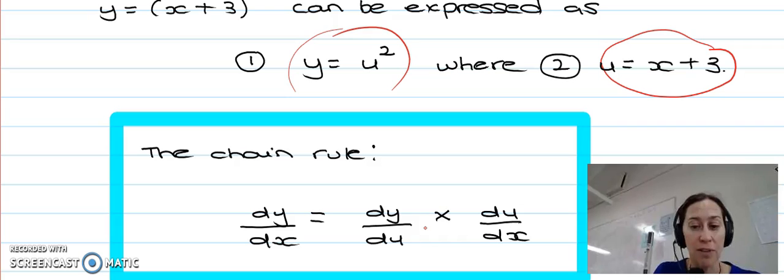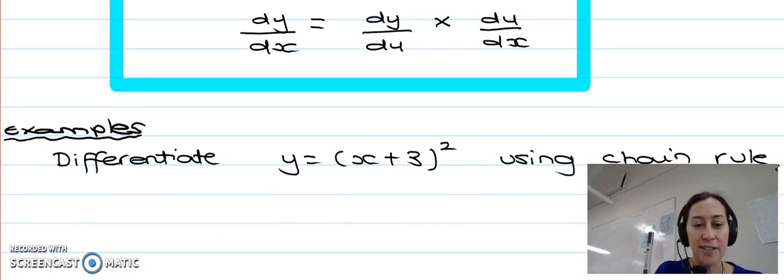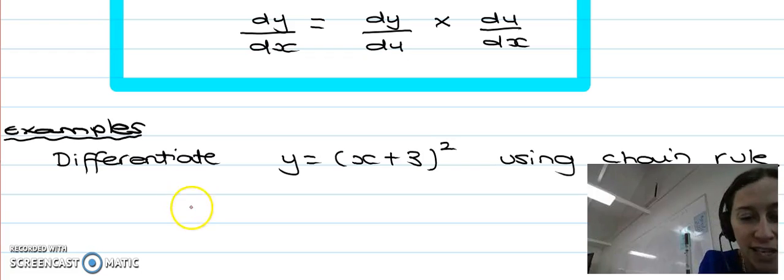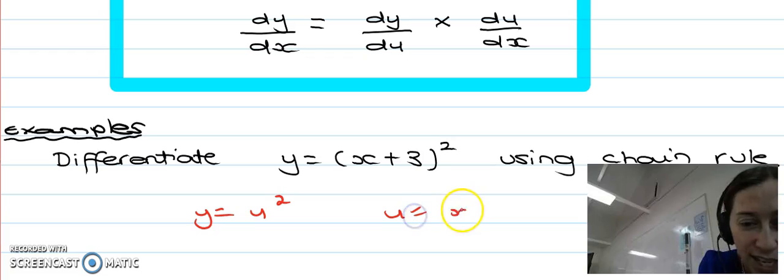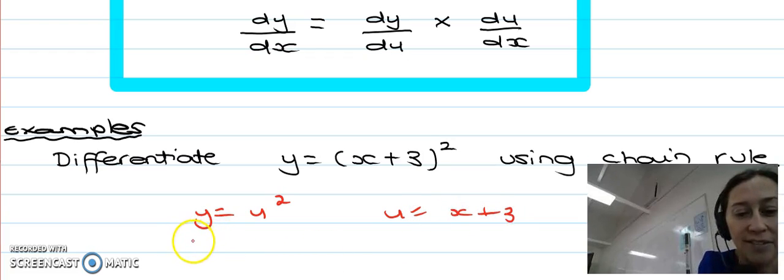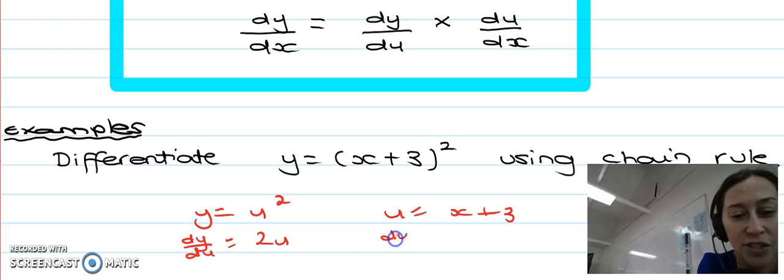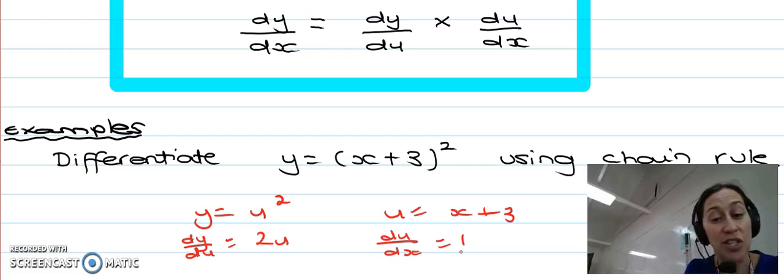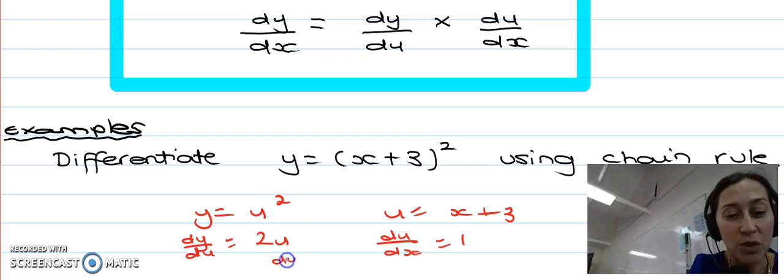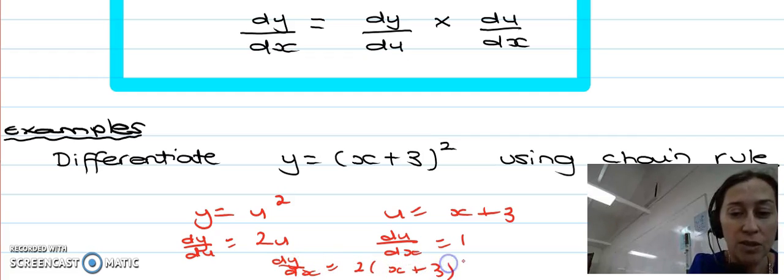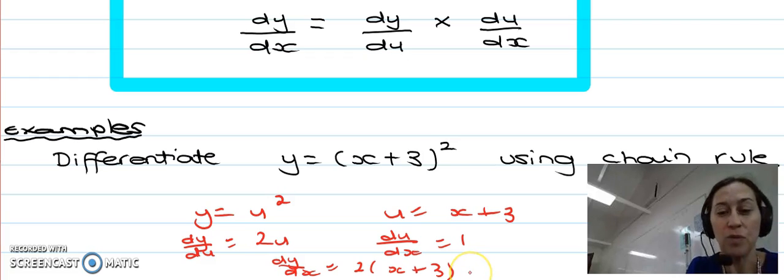So let's just have a go at a couple of these. So up here, you can see I want to differentiate this function. So let's go y equals u squared, and let u equal x plus 3. Now let's differentiate y with respect to u. We get dy/du is 2u, and du/dx is just 1. Multiplying the results together and substituting u back in tells us that dy/dx equals 2(x plus 3) times the 1, which is just the result.